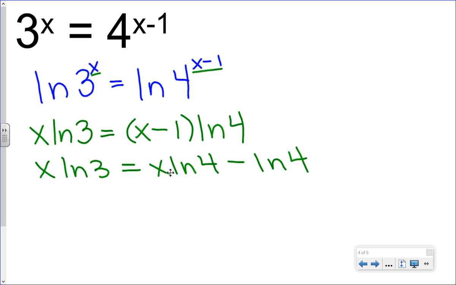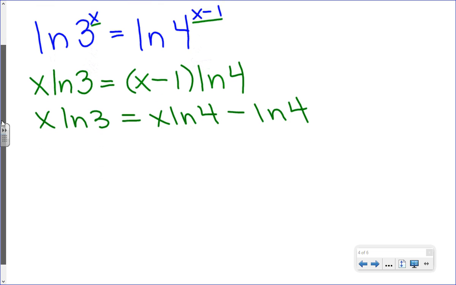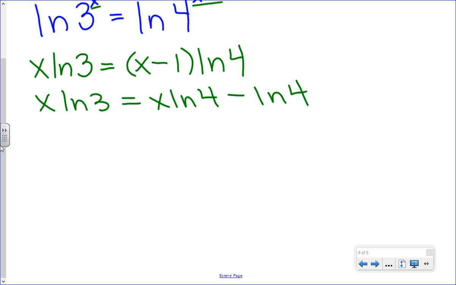So what we have is x times the natural log of 4 minus the natural log of 4. Our ultimate goal is to do what? We need to isolate x. We have two terms up there with an x. That's not new to us. This occurred when we found inverses in chapter 1. We have two different terms that have an x. We need to get them together somehow.